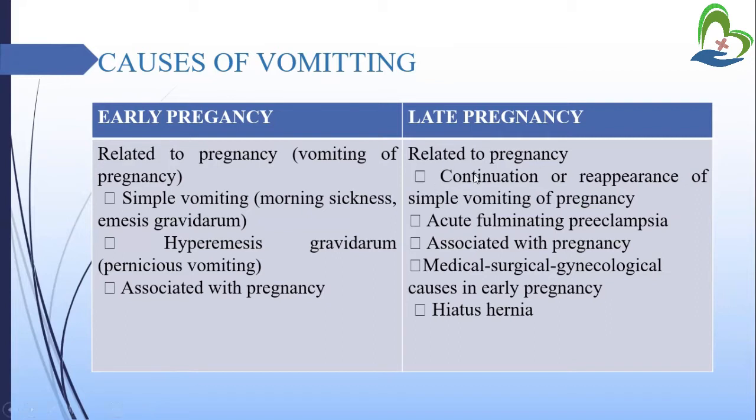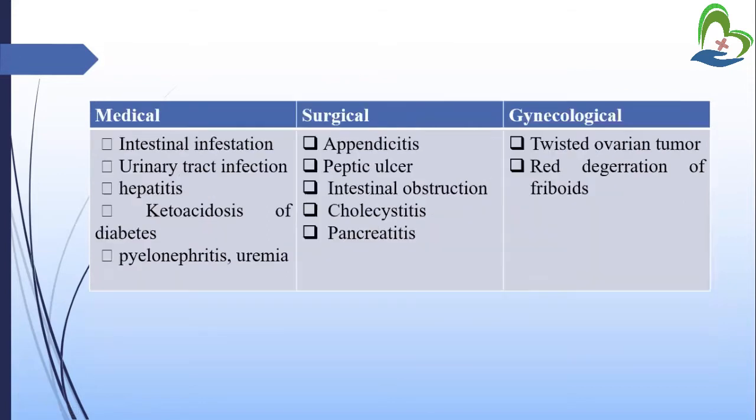If the mother has vomiting in late pregnancy, it will be related to the continuation or reappearance of the simple vomiting of pregnancy, or acute fulminating preeclampsia associated with the pregnancy, and medical, surgical, and gynecological causes as in early pregnancy, and hiatus hernia. So these are the causes of vomiting.